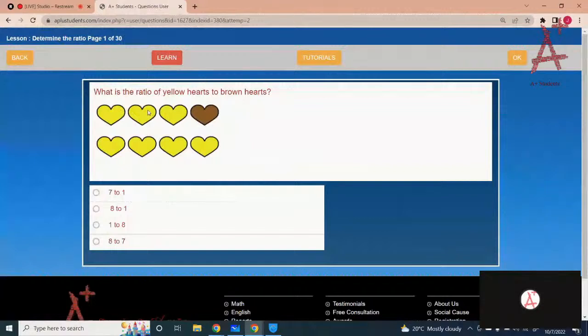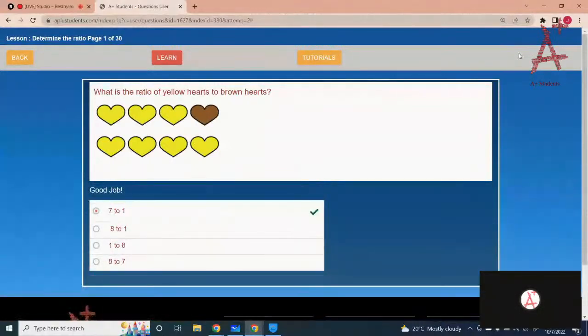One, two, three, four, five, six, seven. Seven of them are yellow and just one is brown. So the ratio of yellow to brown, you have to write the number of the yellow hearts first. So it would be 7 to 1. Got it? Henry, it's 7, not 6. So it would be 7 to 1. So the correct option is 7 to 1. Got it? Select the correct option and click on the OK button.